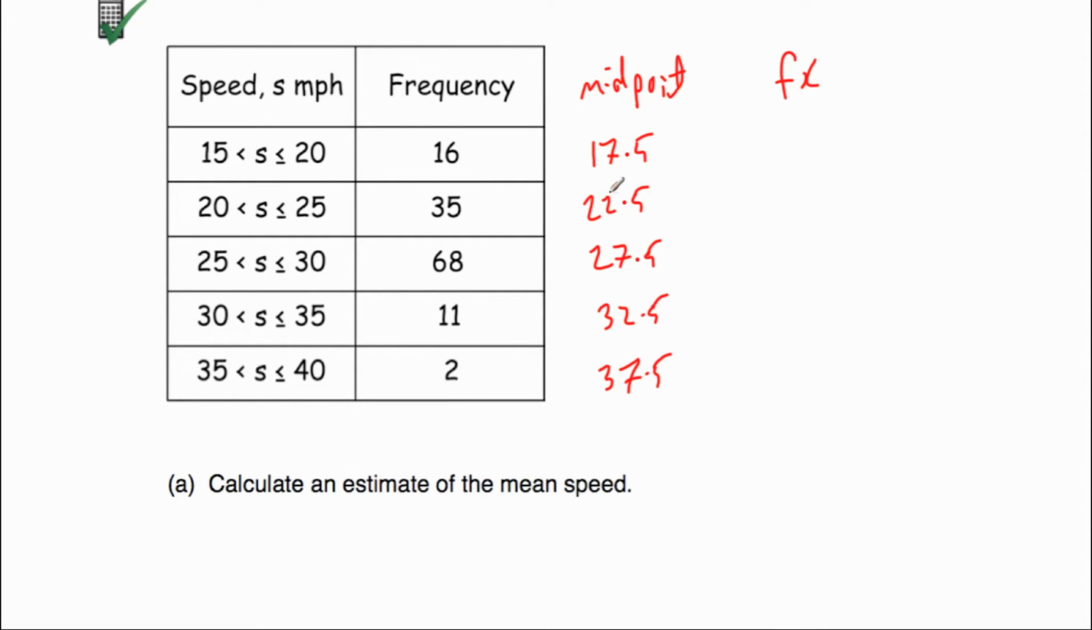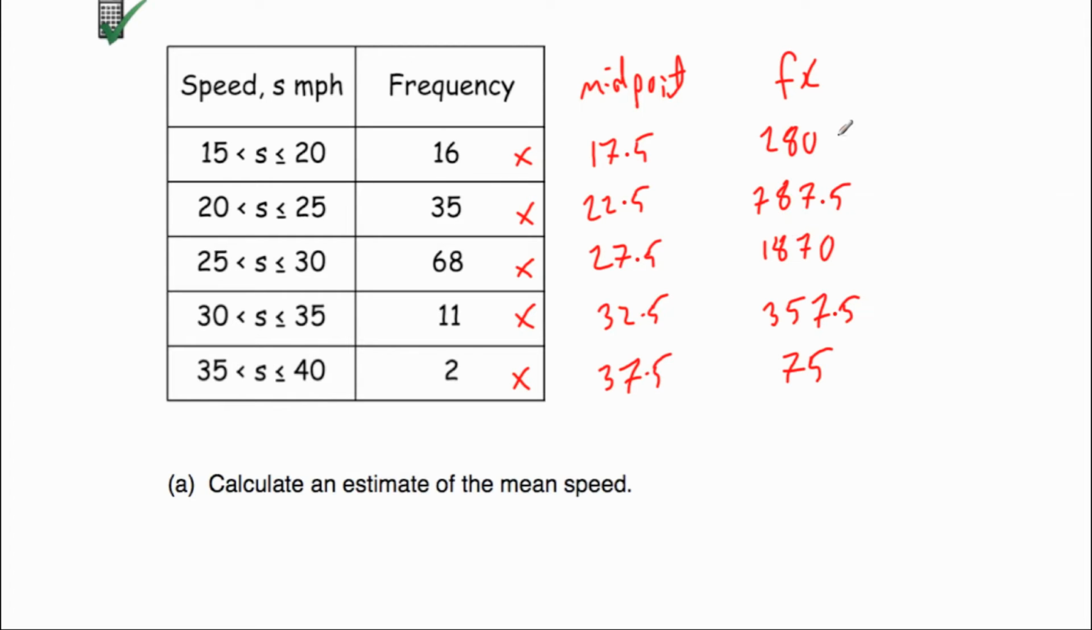Don't just assume we're going up in a pattern, 17.5, 22.5, 27.5, and just saying, well, it's 5 each time, because it could be that this category might jump up a bit. So do make sure that you're looking at each one of the groups and working out the midpoints for each of the numbers. Don't just assume there's a pattern, okay? Okay, let's find our fx. So to find our fx, we multiply the frequency by the midpoint, and that will tell us our fx column. So I'm going to do that now.